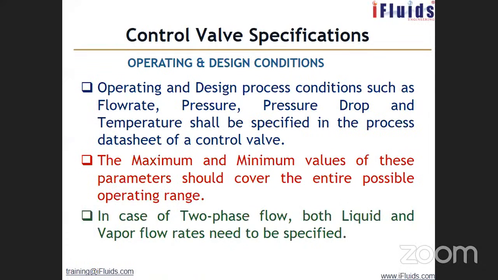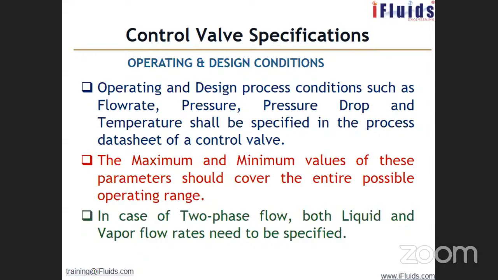So operating and design conditions, this we have seen right from our design criteria, design basis, etc. Operating and design process conditions such as flow rate, pressure drop, and temperature shall be specified. Flow rate will have minimum, normal, maximum. The entire range of flow rate you have to give.